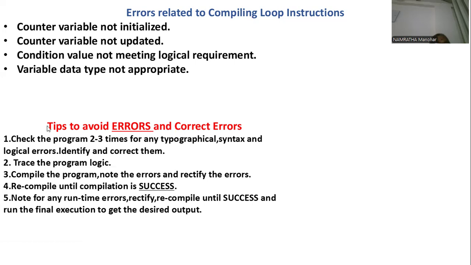First, you check for yourself by reading the program whether there are any typographical errors, syntax errors, or logical errors. After identifying and rectifying them and tracing the logic, compile the program. Whatever errors you get, make a note of them, rectify them, and compile again. You keep on compiling, debugging, redesigning, and recompiling until the compilation is a success. Once it is successful, the program is without any errors. Note any runtime errors, rectify, recompile until success, and run the final execution. This is the practice you should adopt for your programming.